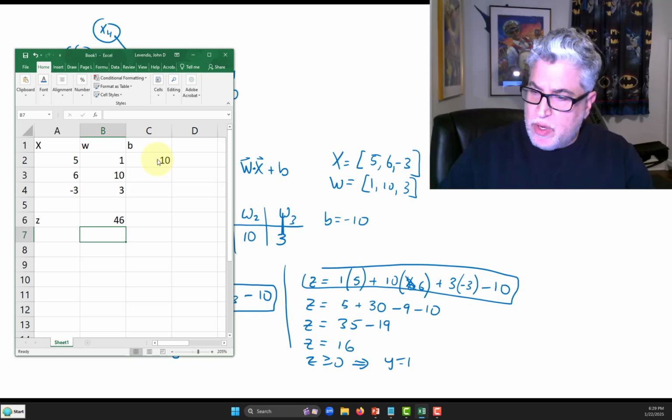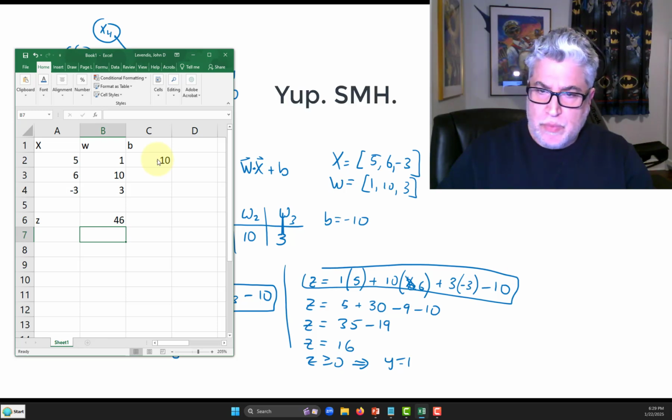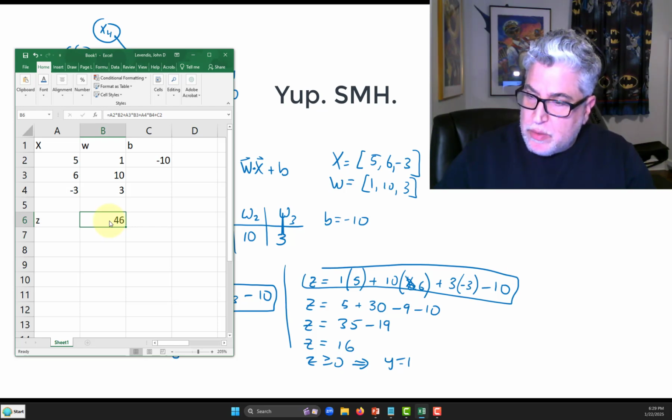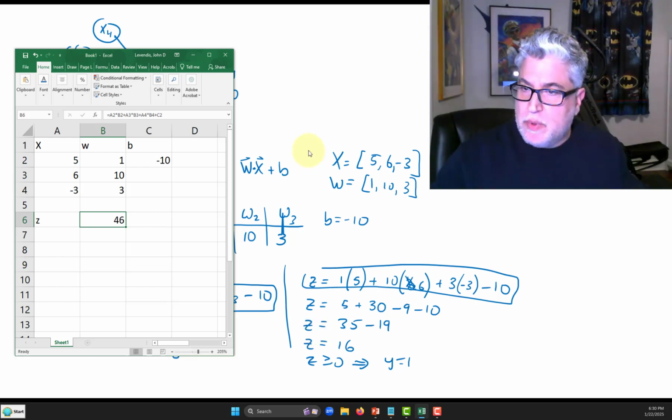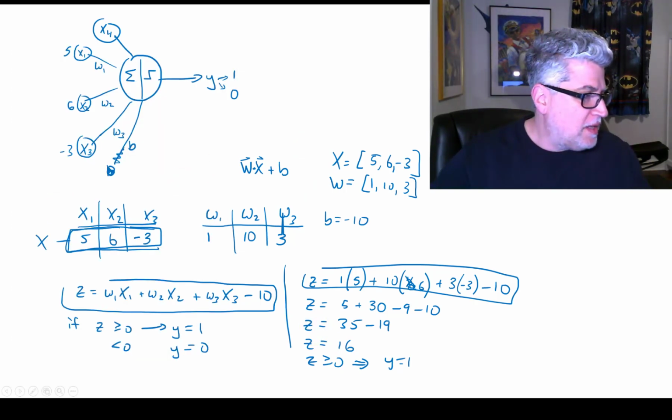Ooh, did I do something wrong earlier? I'm getting a different number. Didn't I get 16 before? I did do something wrong. Back here, 10 times 6. 10 times 6 is not 30. I don't know where that came from. That's 60. So I'm off by 30. Let's fix that. That's embarrassing.